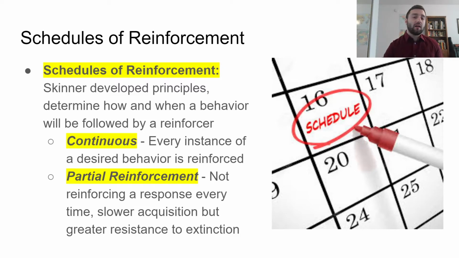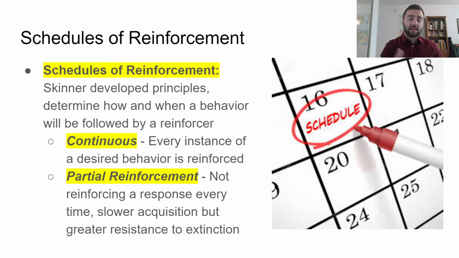So let's say instead of giving you a piece of candy every time you answered a question, let's say I did it randomly and you didn't know when I was. It's like a random number. Okay? What's going to happen is it's going to be slower for everyone to start answering questions, but when I stop giving candy, it's going to last longer.